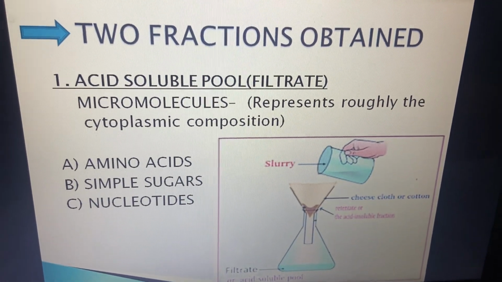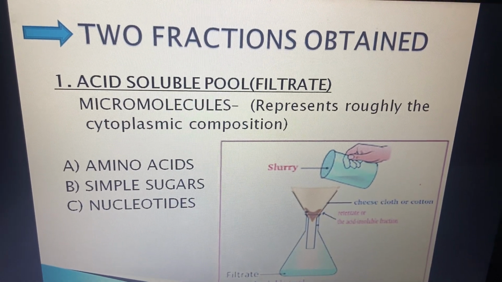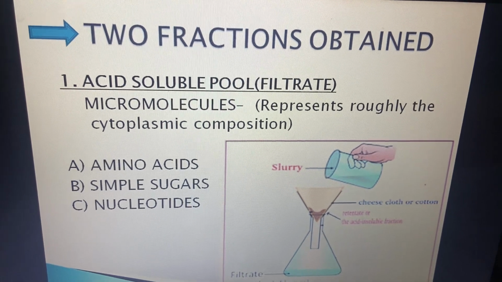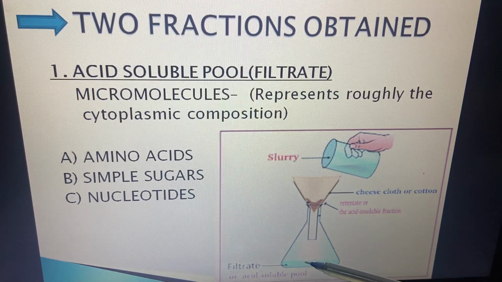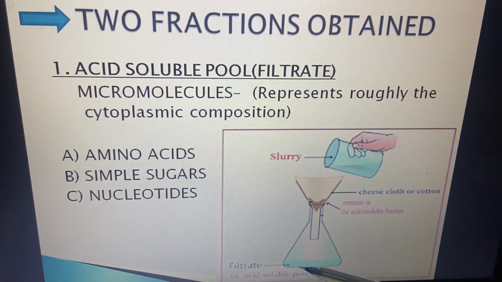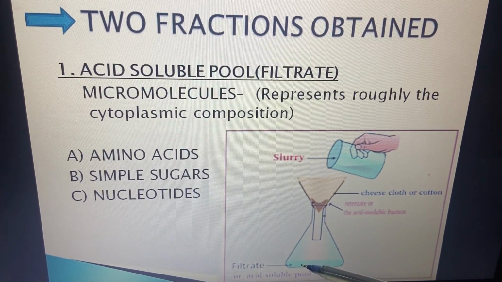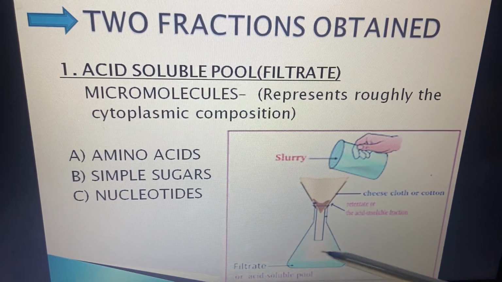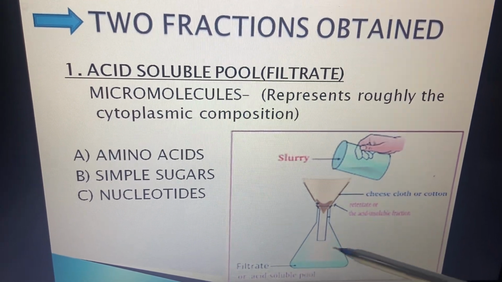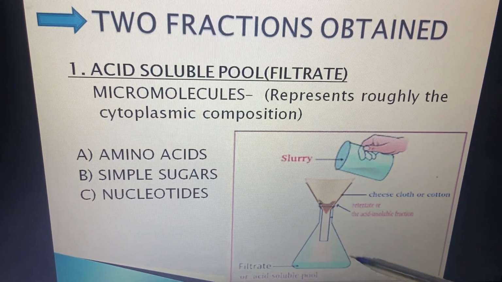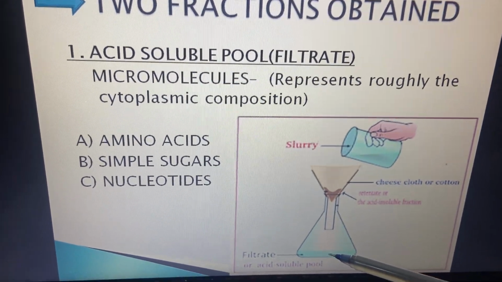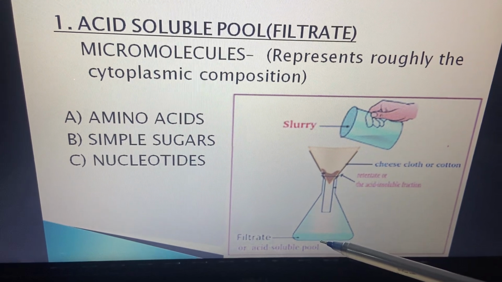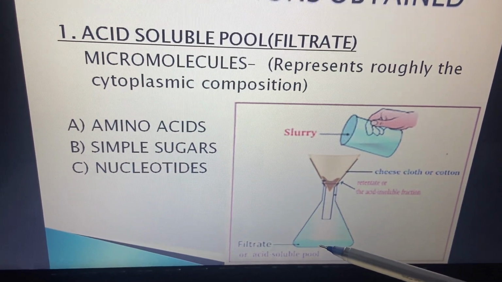So after conducting this experiment, we obtained two fractions. First is the acid soluble pool or filtrate. After chemical analysis, we found that this filtrate or acid soluble pool is basically composed of micromolecules. Micromolecules represent roughly the cytoplasmic composition, for example, amino acids, simple sugars and nucleotides.